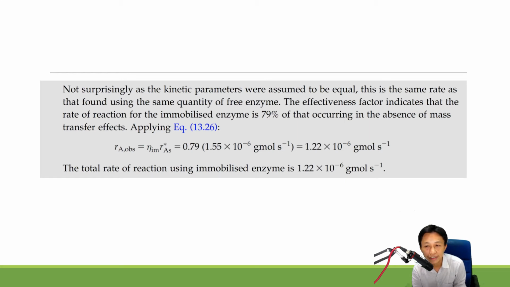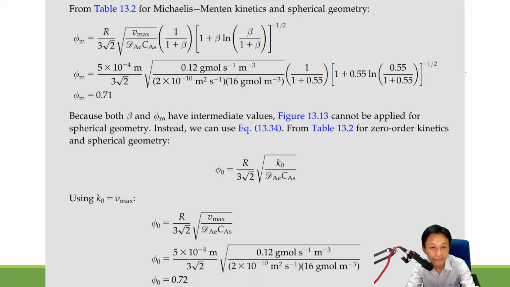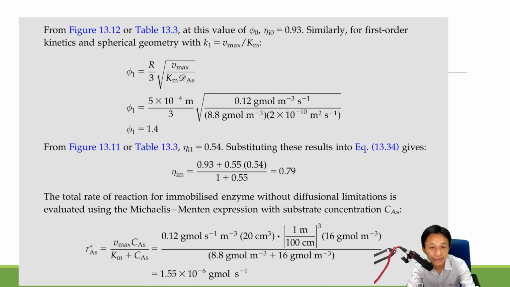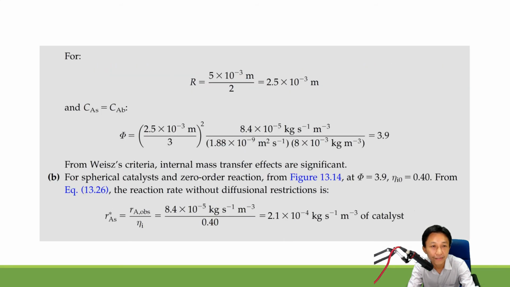The effectiveness factor indicates that the rate of reaction of the immobilized enzyme is 75% of that which occurs in the absence of mass transfer effects. So the total rate of the immobilized cell is this one. It is lower, 99% of the free enzyme. We have this one, and we can have a look later. Okay, what else?